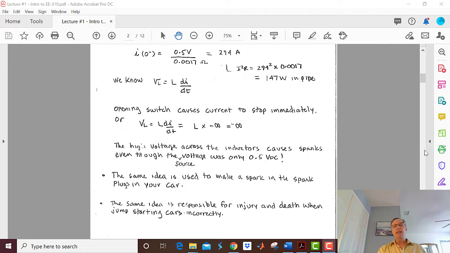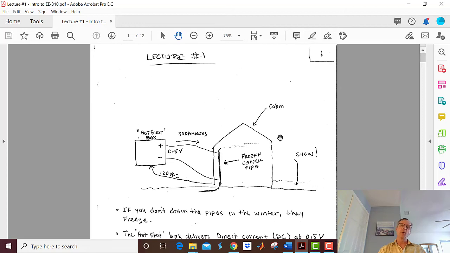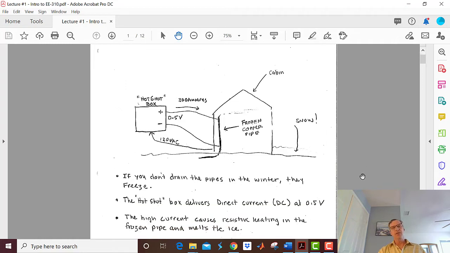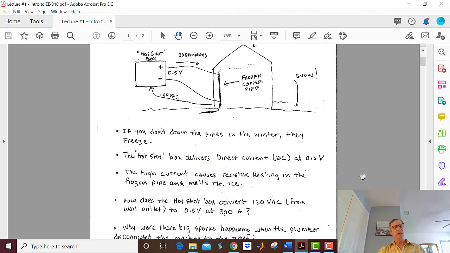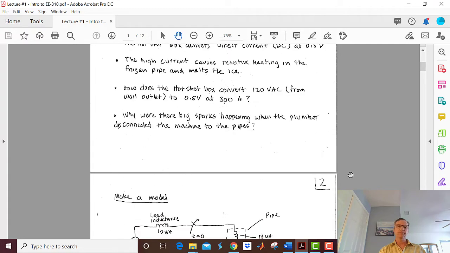So I like this example because as I sat out there freezing cold, wondering whether I was going to have any water up there, I was thinking about EE310, and it was such a beautiful example of it that it just rubbed it all in and reminded me not only of the fundamentals of inductance and properties of inductors, but also just how cool this stuff is and how you can do cool stuff with it, like make spark plugs and make cars run.